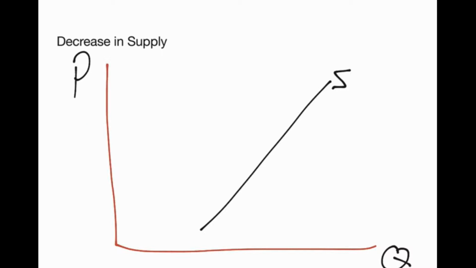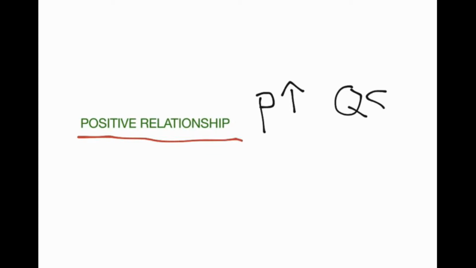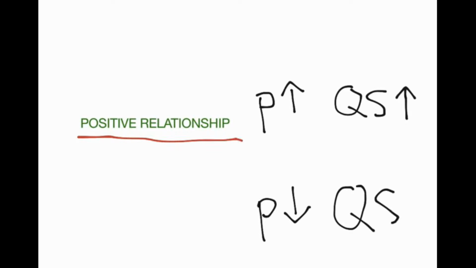A decrease in supply, on the other hand, is a fall in supply at any given price, causing the supply curve to shift to the left. This means that supply and price have a positive relationship. Whenever price goes up, the quantity supplied of a product will also go up. And so if the price of a product goes down, the quantity supplied of it will also go down.